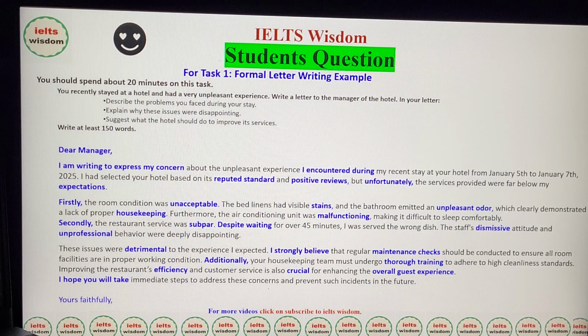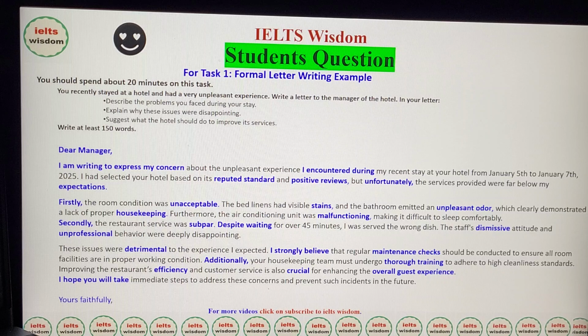Housekeeping is again a vocab word, like the assistants you see in hotels who usually clean up your room. Okay, furthermore, I will definitely mark this blue too, because it is a linking word. The air conditioning was malfunctioning, making it difficult to sleep comfortably. So that is again the problem. Secondly, an opening phrase with a linking word: the restaurant service was subpar, below expectation, right?